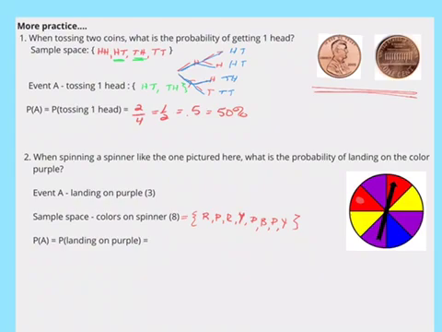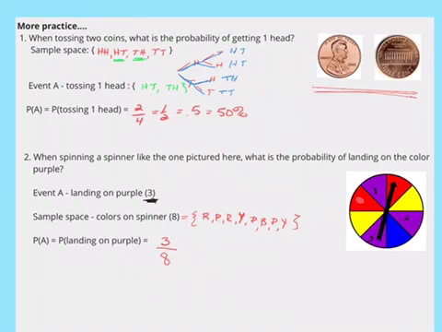I listed out all the colors, the number of times they appeared: 1, 2, 3, 4, 5, 6, 7, 8. I have a total of 8 colors in my sample space. Then I'm looking at the probability of landing on purple. I can see in my spinner that there are 3 times that I could land on purple. So when I calculate my probability, it's going to be the number of possible outcomes, 3 ways to land on purple, out of a total of 8 different color choices.